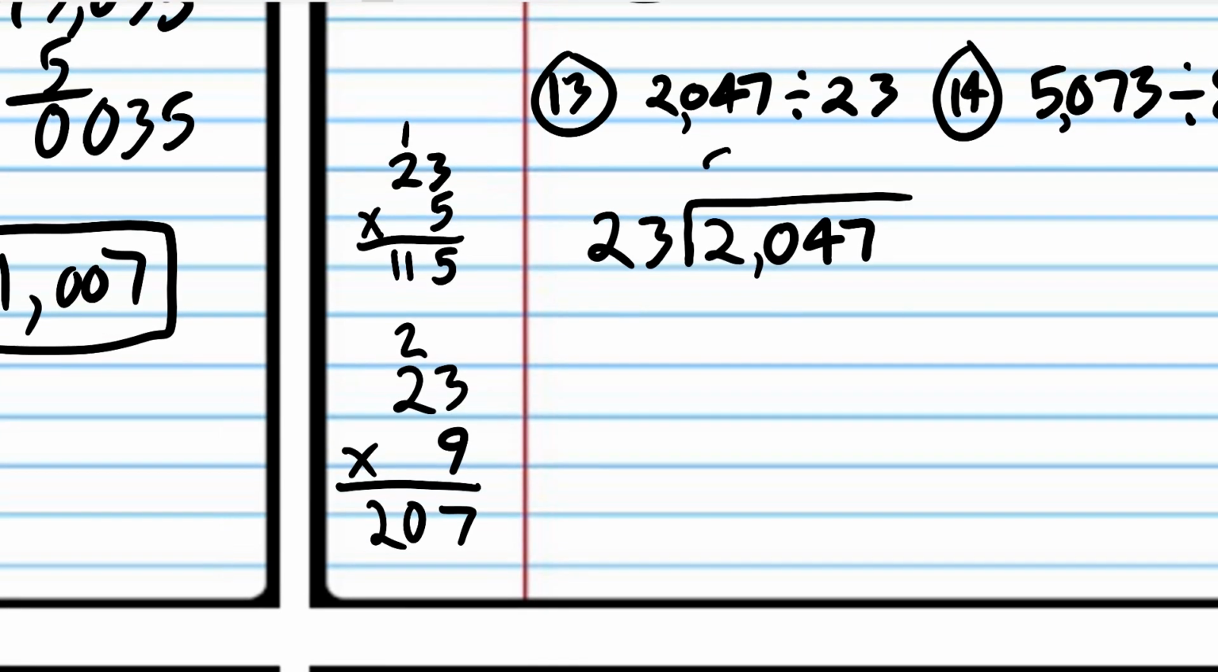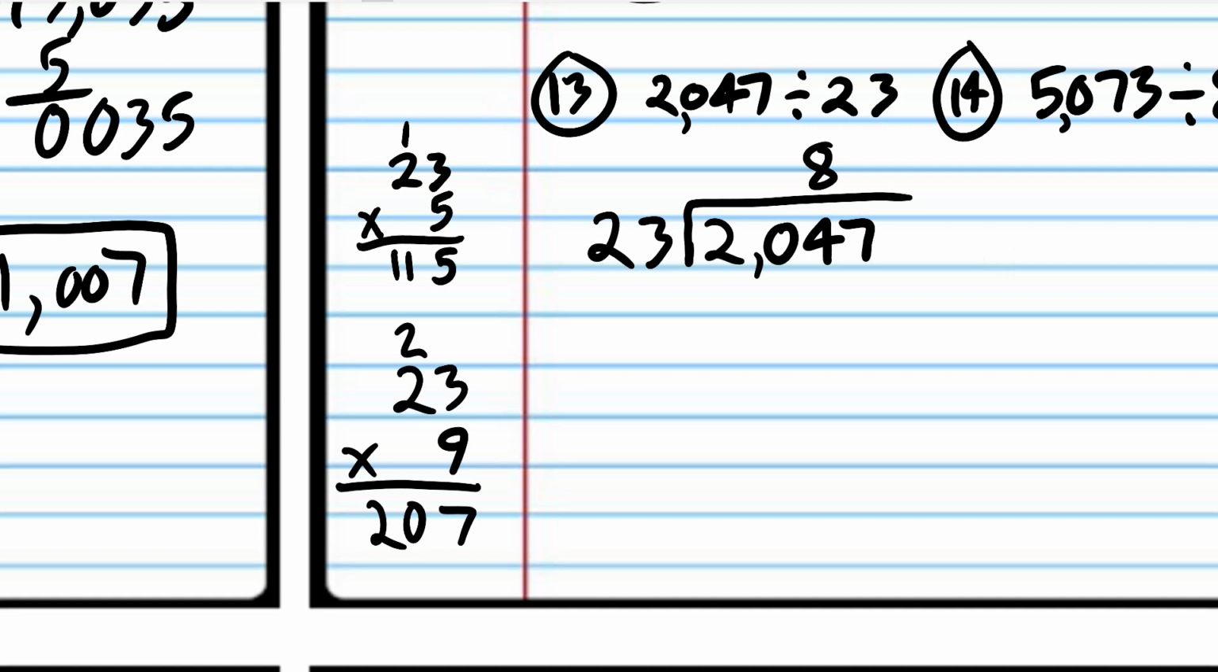And we're not going to put our 8 here, because we didn't divide 23 into 2, and we didn't divide 23 into 20. Okay? We divided 23 into 204, so our number is always going to go above the last number of the value that we're dividing into. And when I say value, I just mean the number. So 8 goes above the 4.